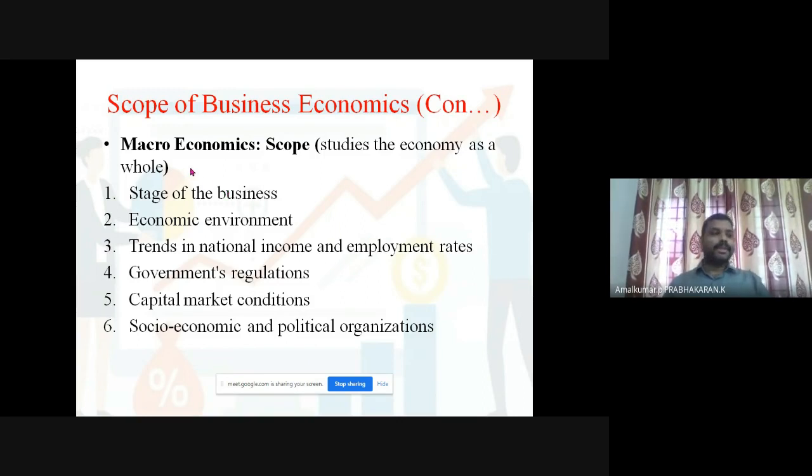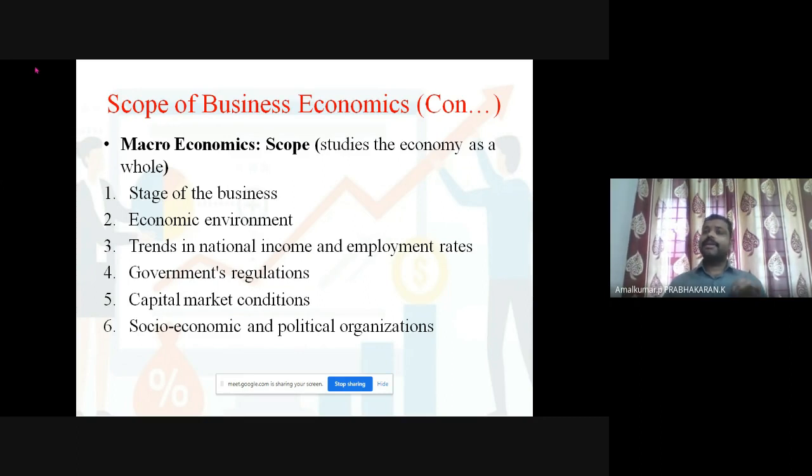For example, we study the national income of a country. We study the economic situation of a country. These are called the macroeconomic scope, or we are able to study the GDP or NNP, which are based on the macroeconomic level. So the macroeconomic scope for business economics are, the first one is stage of the business.